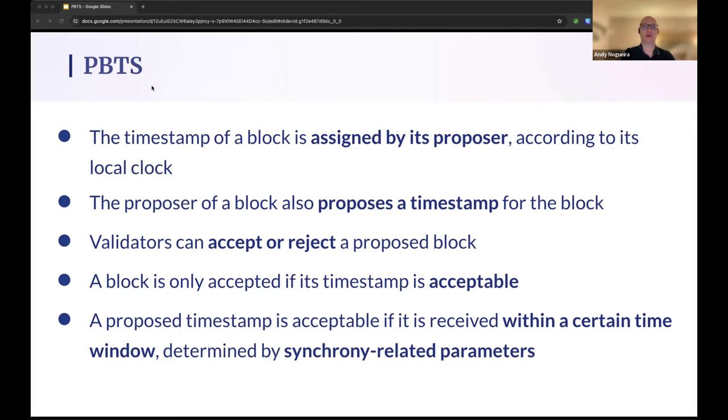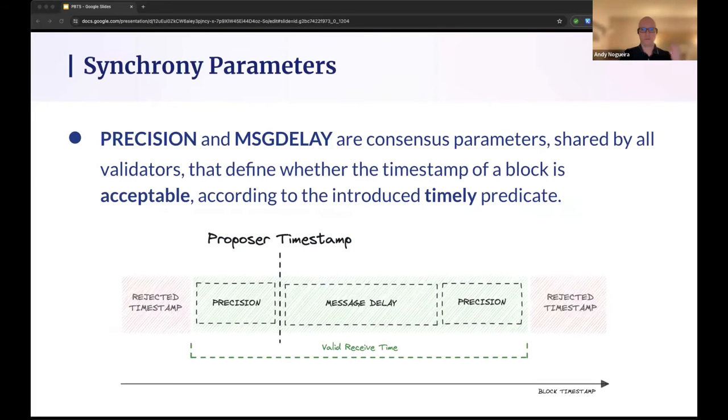So PBTS, the idea is that now the timestamp of a block is assigned by the proposer, according to the local clock. And then the validators will accept or reject that based on some synchrony related parameters. There's more details about the concept in the next slides, how that's calculated. There's this concept of a timestamp being acceptable, and Laura is going to go through and explain more about it.